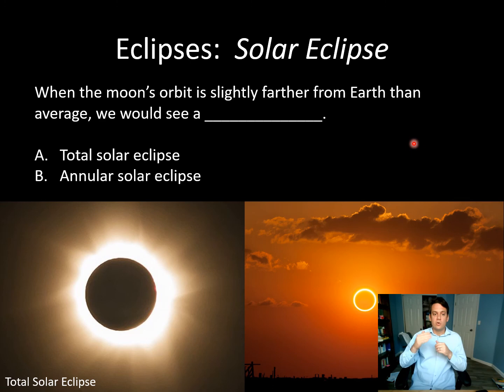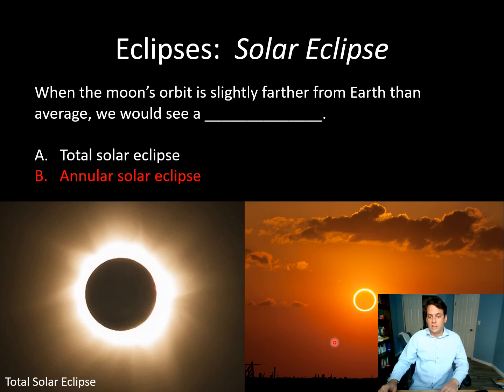And so if the moon is farther away, it's going to look smaller in the sky, and that means it's going to block a little less of the sun's light, right? Because the sun is 93 million miles away, it just is. And so if the moon is a little bit farther away, it's going to block a little bit less of the sun, and so it won't be able to block all of the sun's light, and you'll end up with an annular eclipse.